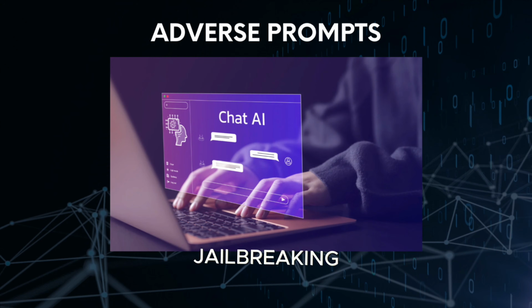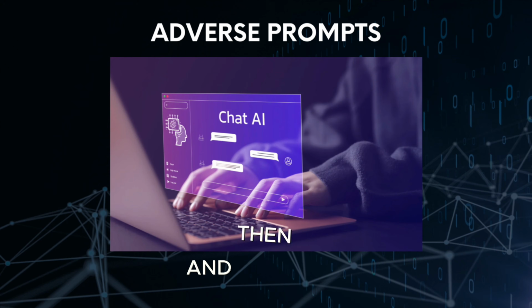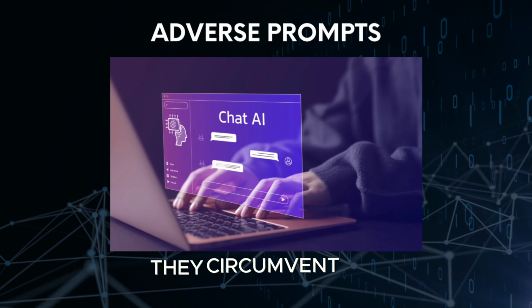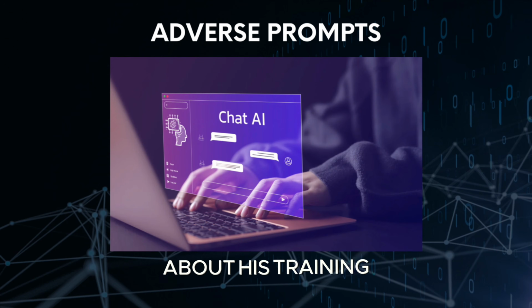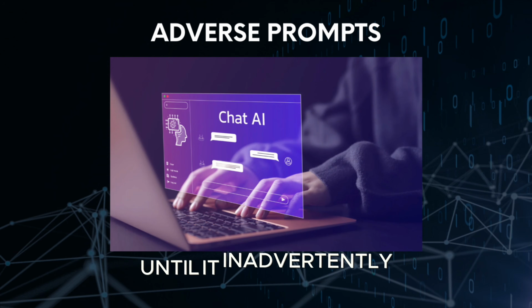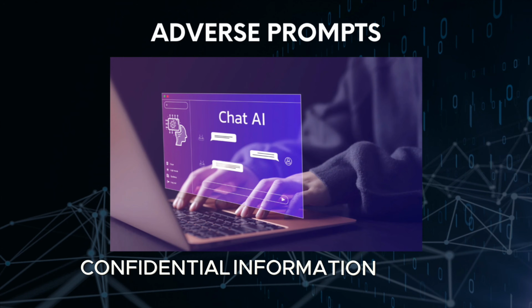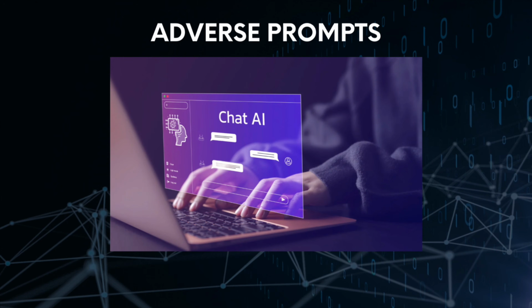And then we have jailbreaking. A user might tell the AI to pretend it's an evil AI with no ethical constraints, and then they ask it to help plan illegal activities. So here they circumvent the constraints and safety measures. And then prompt leaking is where a user repeatedly asks the AI about its training data sources until it inadvertently reveals confidential information about its development. And so information about how the model works is leaked.